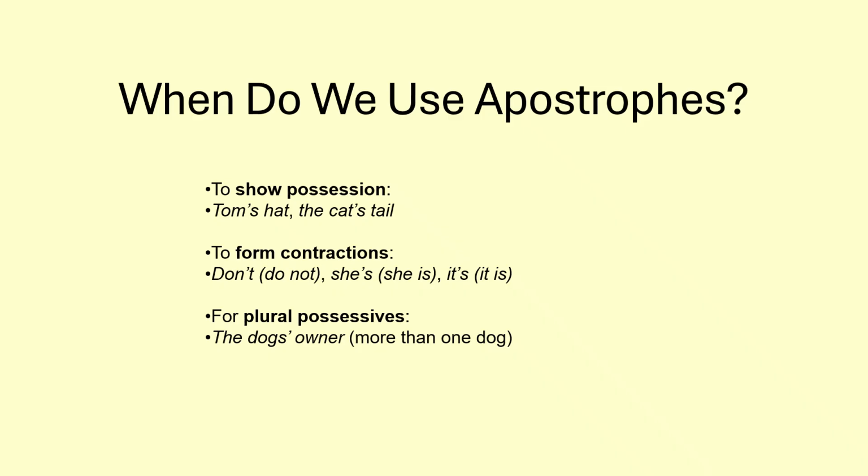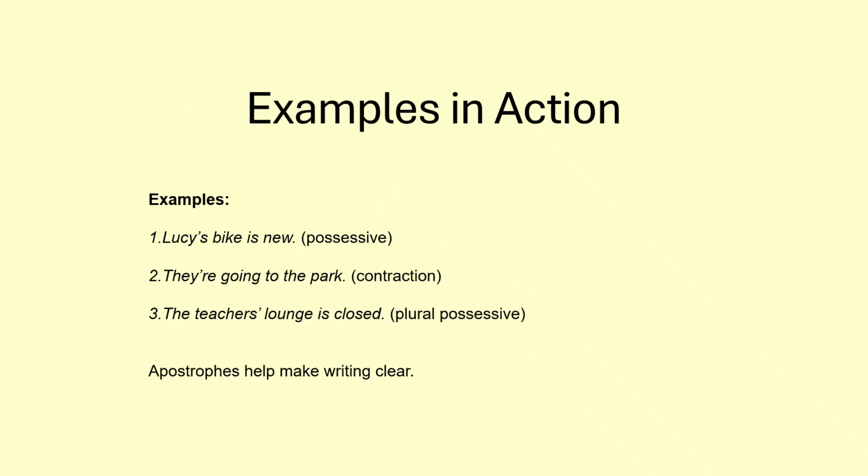We can also use it for plural possessives. So the dogs' owner, if the person has more than one dog, you'll put the apostrophe after the S to denote the fact that there is more than one dog. If there was only one dog, the apostrophe would go between the G and the S.